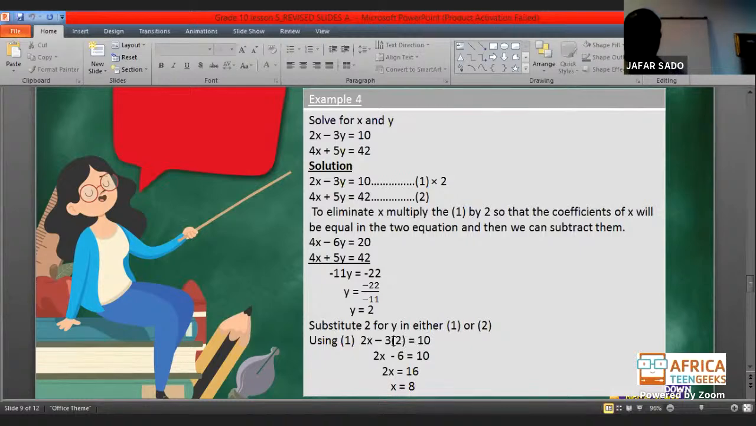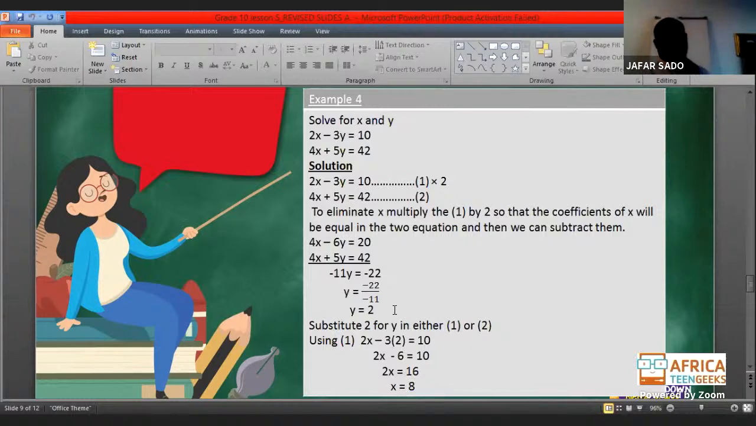So from there, you can find our x by moving. So 2 times negative 3 times 2 gives you negative 6. And then you move your negative 6 over. That will give you positive 6. And that will give you 16. 10 plus 6 is 16. And then you have 2x equals 16, and x equals 8. All right. So basically, our x is 8 and our y is 2.